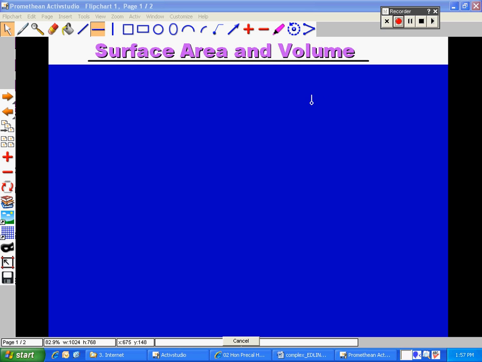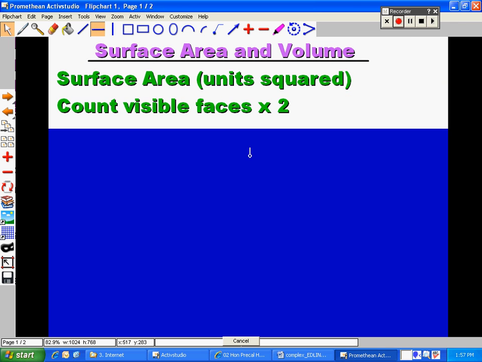This lesson is about surface area and volume. When I think about surface area, I think about area, so my units are going to be units squared. I'm going to count the visible faces that I can see on the object and multiply by 2. The reason why I multiply by 2 is to count the faces in the rear that I cannot see. So count the visible faces and then multiply by 2.